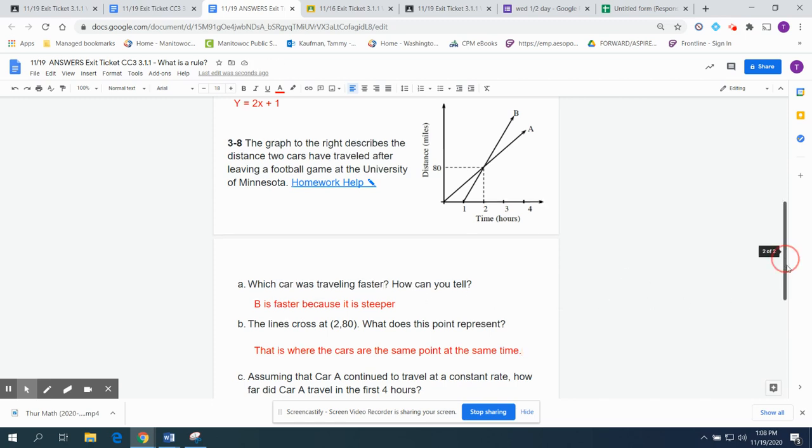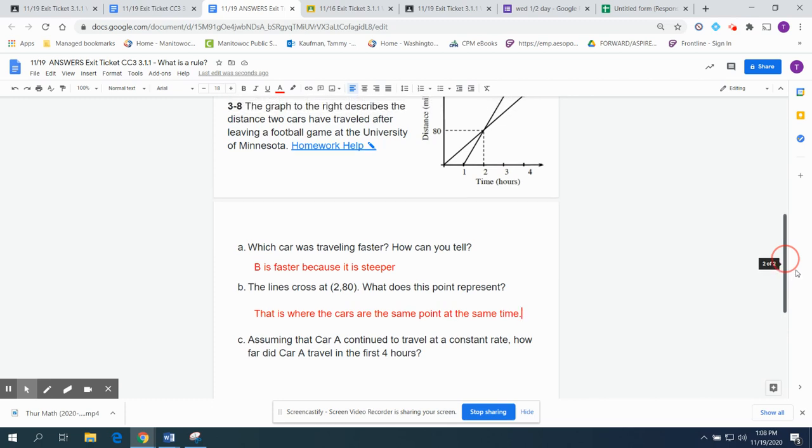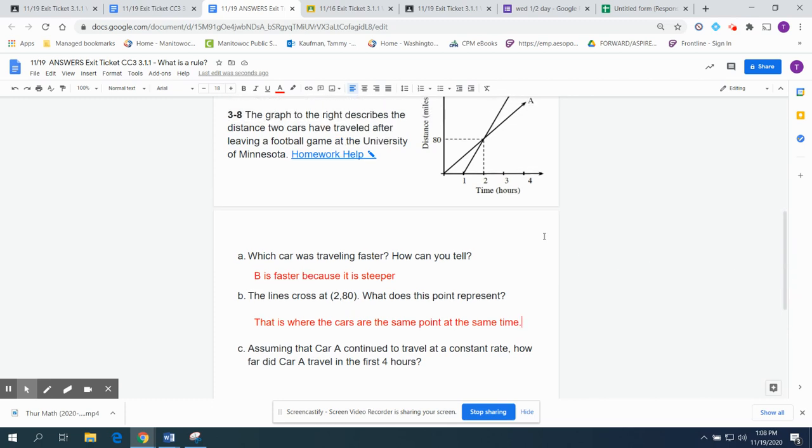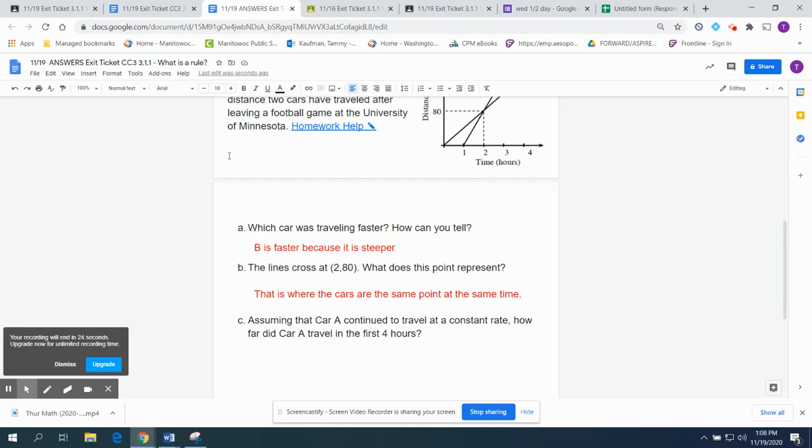Now, assuming that car A continues to travel at a constant rate, how far did car A travel in the first 4 hours? Well, let's look at car A. Car A went in 2 hours, went 80 miles. So if in 2 hours it went 80 miles, 2 hours over 80, if I double that, that means in 4 hours, they would go 160 miles.